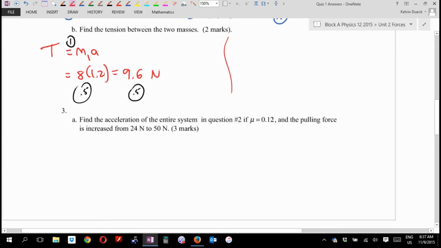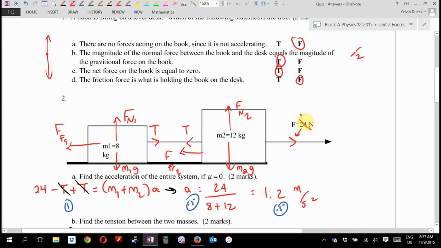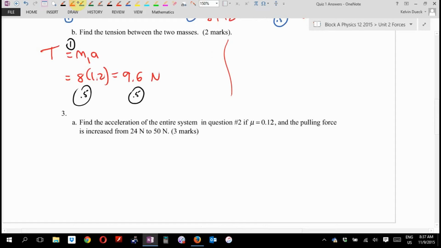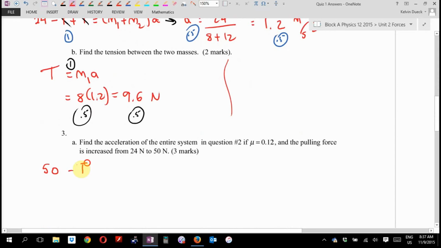In fact, my equation now is going to be, oh, and I should also say, apparently that's 50. Why 50? Because apparently 24 newtons wasn't enough to get it moving when I first made up the numbers. So who's winning? 50. Who's losing? I have minus tension, minus friction force 2, and then I have plus tension, minus friction force 1. That equals M1 plus M2 times A.